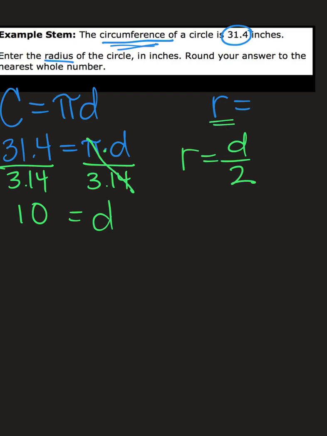But my radius is equal to diameter divided by 2. And I'm looking for a radius, not a diameter. So I'm going to divide the diameter by 2. And if I do it to one side, I do it to the other. 10 divided by 2 is going to give me a radius of 5.